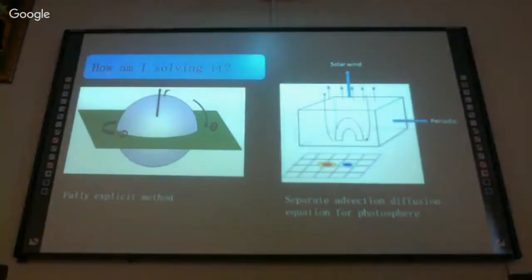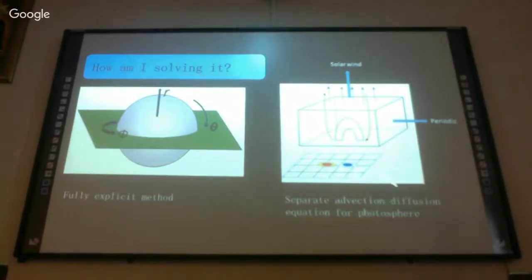So I'm solving it in r theta phi coordinates. This is the sun, this is r, this is theta, this is phi. This is what my grid looks like. I have a 2D matrix where I can put in sunspots, and the magnetic fields will look like this. And my box is periodic in the phi direction for obvious reasons, because the sun is circular.